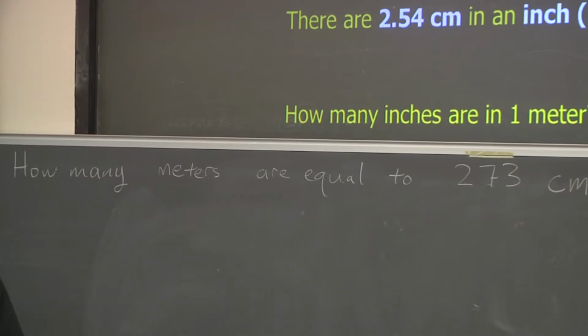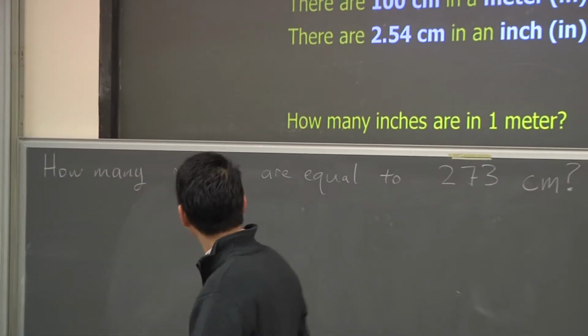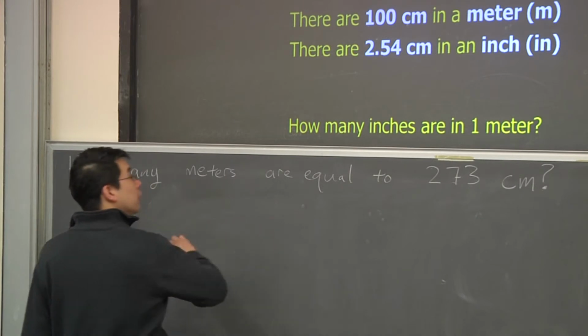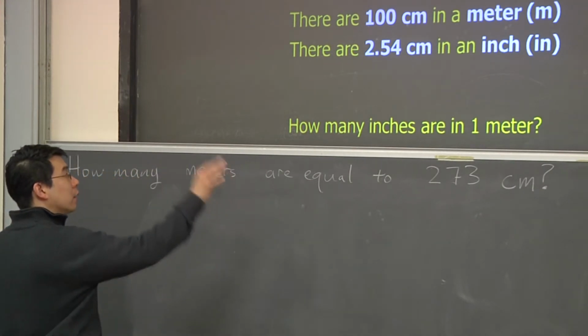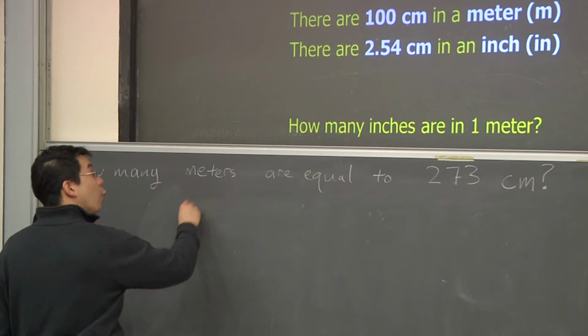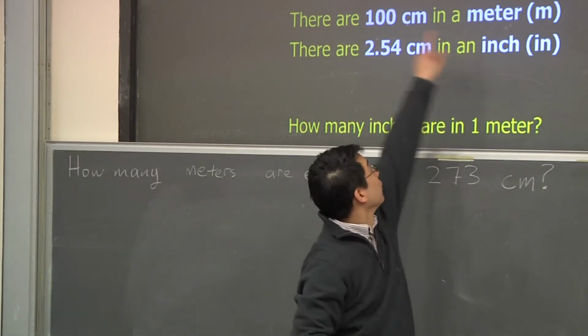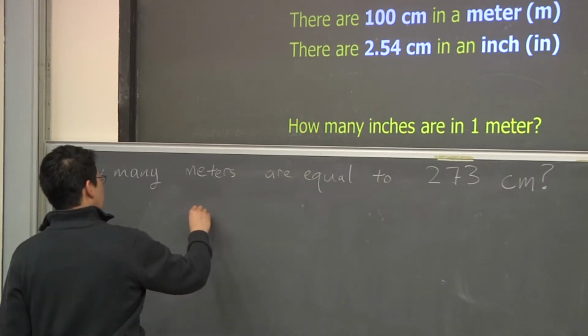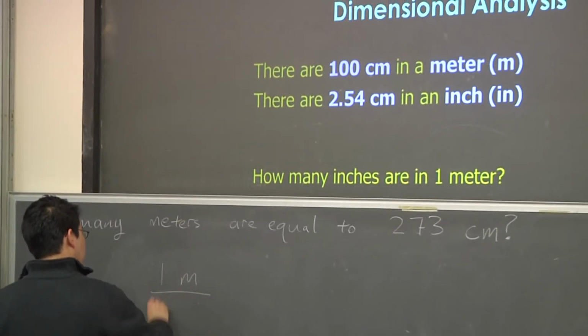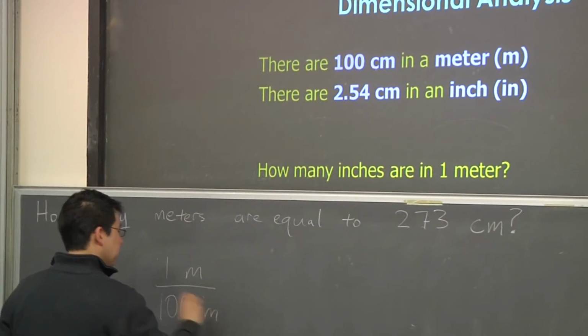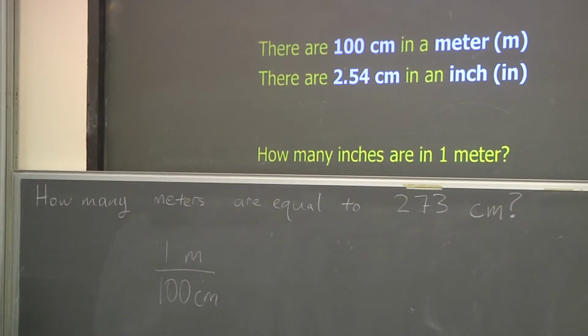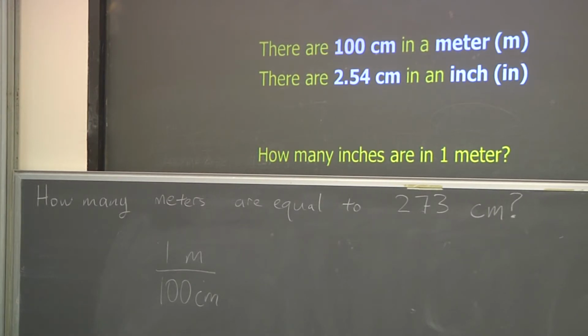Yes, Mr. J. 1 meter over 100 centimeters. Okay, so he's setting up a conversion factor. So he's saying 1 meter equals 100 centimeters, right? So you said 1 meter over 100 centimeters. Now what? Is equal to x over 273 centimeters. That's not bad, but that's not the way I want to do it.